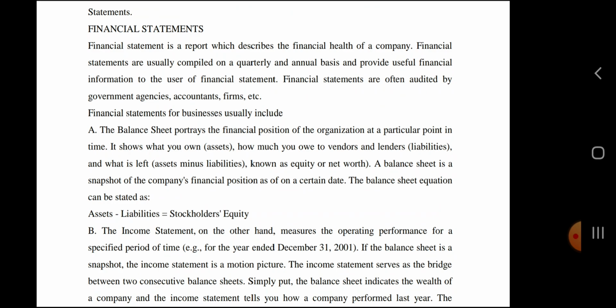Okay. Balance sheet portrays the financial position. It means balance sheet shows the financial position of the organization at a particular point in time. It means balance sheet shows the financial position of the organization as on that particular date. Okay.